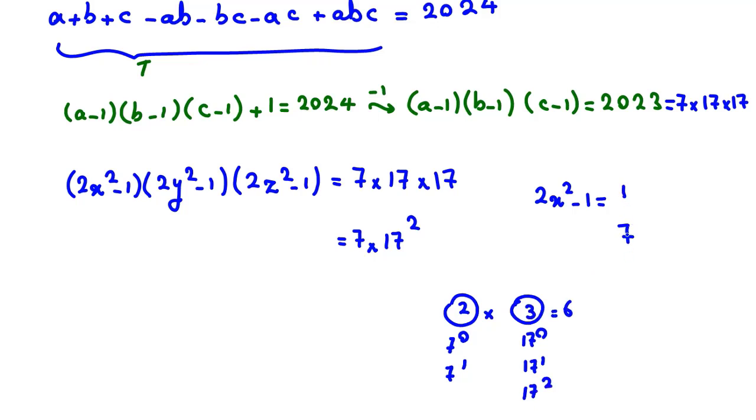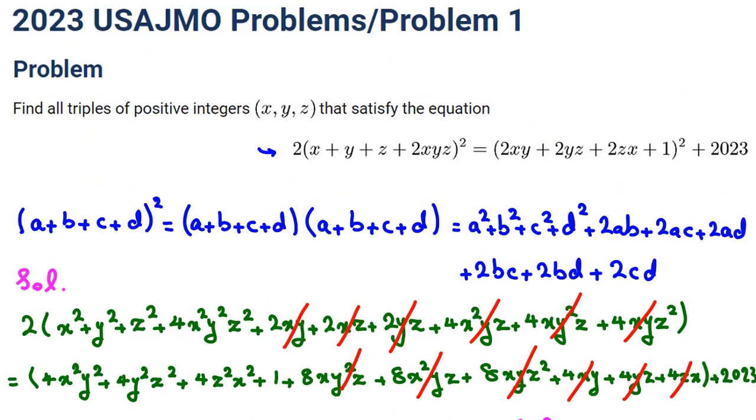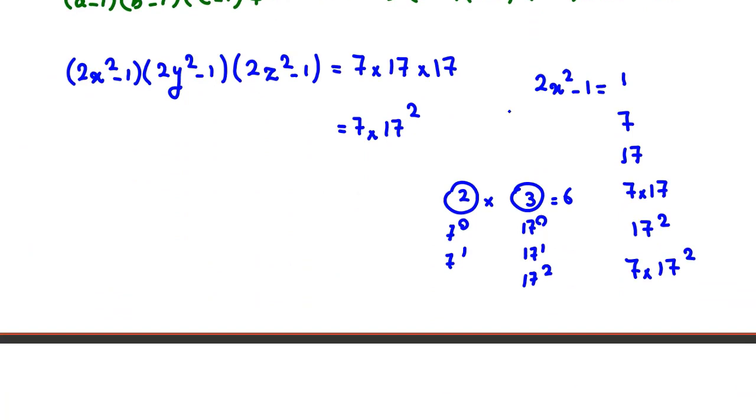We should check all of them: 1, 7, then the next one is 17, the next one is 7 times 17, the next one is 17 squared, that is 1, 2, 3, 4, 5. The last one is 7 times 17 squared. I've checked all cases. And the problem says, find all triples of positive integers. So let's consider these things.